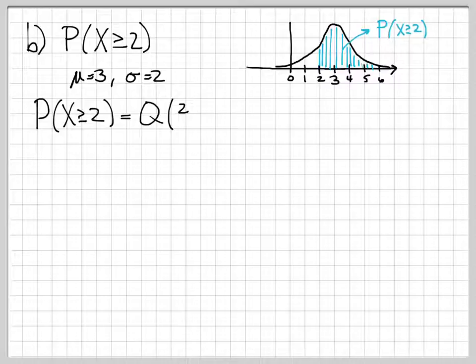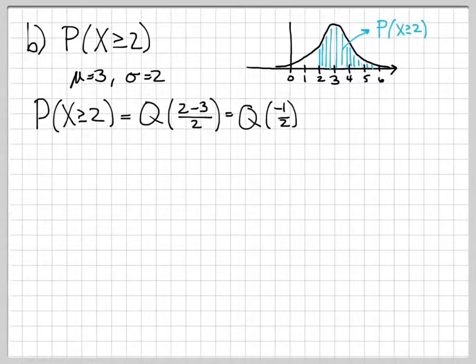So I can just plug into my Q function Q of (2 minus the mean) divided by sigma. Anytime you deal with a Gaussian random variable and you want to know the probability that the random variable is greater than or equal to a number, you can use the Q function, and all you do is evaluate the Q function at the number that you're looking at. In this case it's 2, subtract off the mean, and divide by sigma. So that's easy to do.